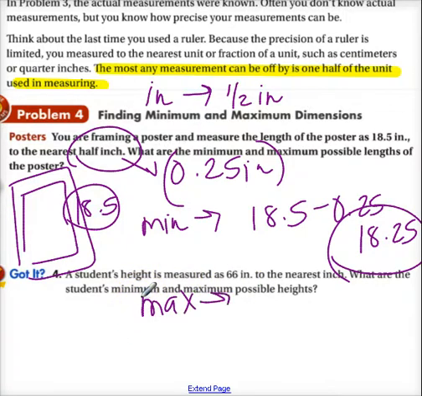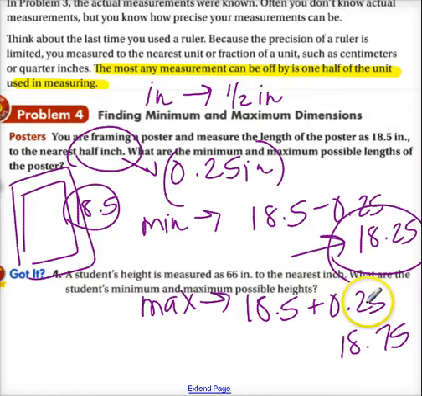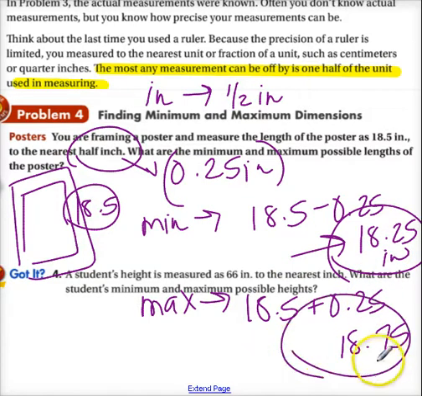For my maximum measurement, I'm going to take what I had, and I'm going to add my amount of error. So now I have 18.75. So go back to the question, what are the minimum and maximum possible lengths? My minimum is 18.25 inches, and my maximum is 18.75 inches. So that answers the question.